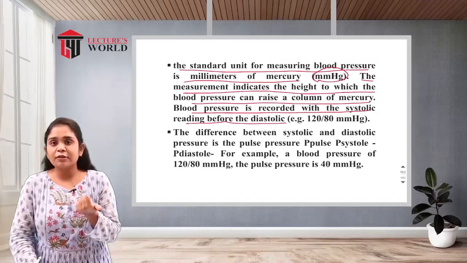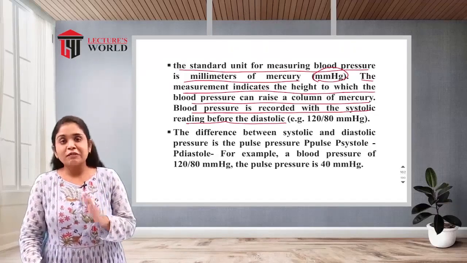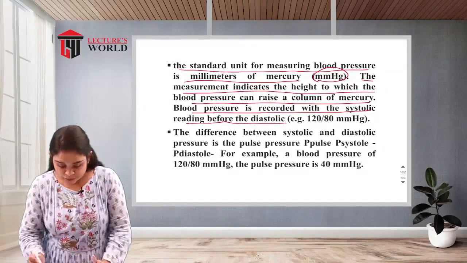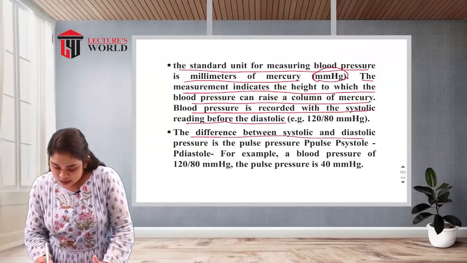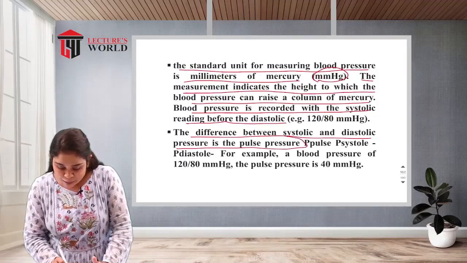As we have seen earlier, systolic will be 120 mm of Hg and the diastolic will be 80 mm of Hg. So the difference between the diastolic and systolic pressure is known as the pulse pressure.